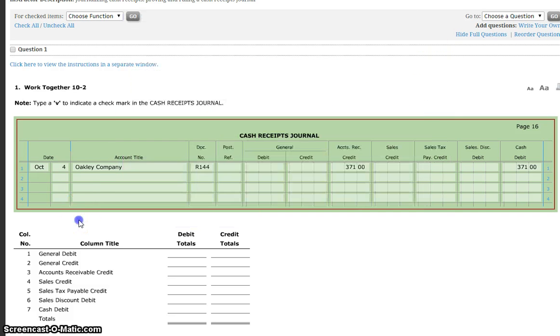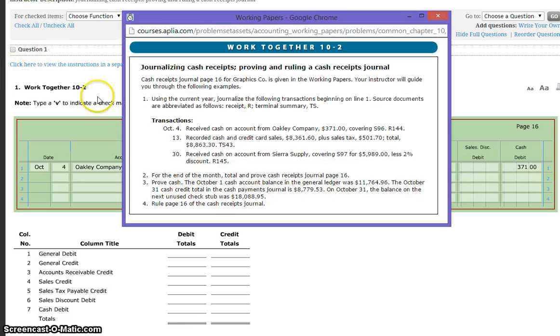So here is our Applia problem. Again, the date, October 4th, the name of the company that's paying us, the receipt number R144. This was something that they previously bought from us, and now they're paying their debt. So it goes in the accounts receivable credit column because they owed us this money, $371. And they're paying us cash, so the cash is going up. Cash increases with a debit of $371. Our credits and our debits must equal again.